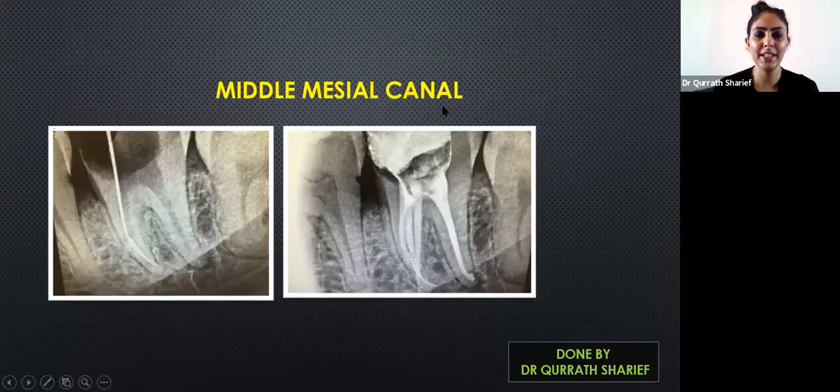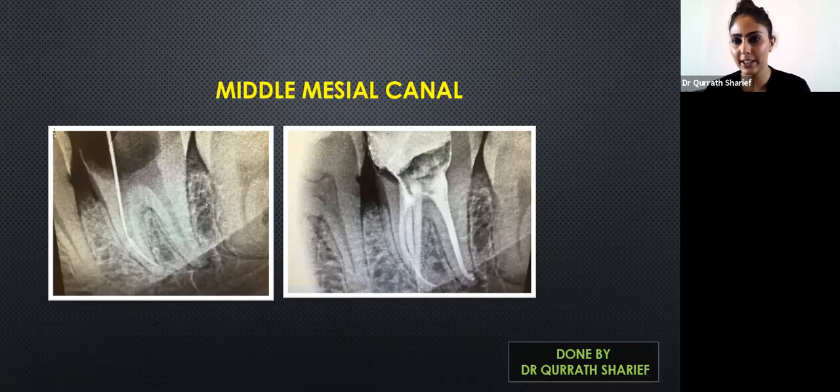Now, middle mesial canal in your mandibular second molar. This was a referred case, and I first tried to place the file in the mesiobuccal. I could feel that there is a broken instrument. I took an X-ray and saw that there is a fractured instrument. So I bypassed this instrument, and then I did the biomechanical preparation for the other canals.